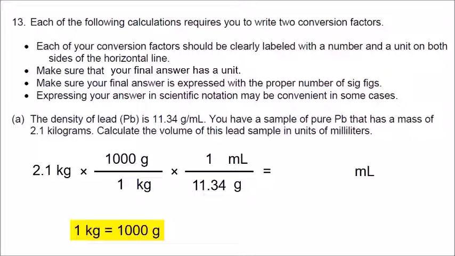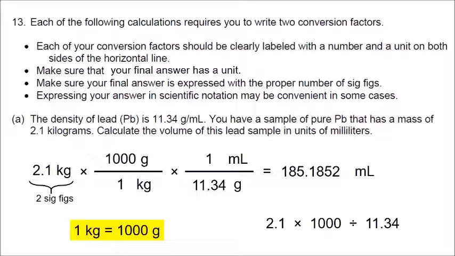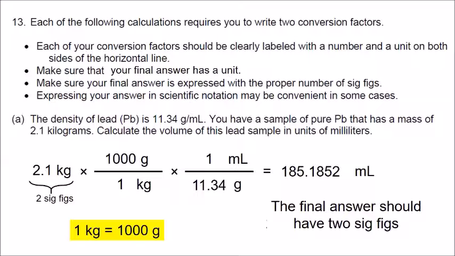Okay, we're almost done. We have to do the math. So what is the math? That's going to be starting with 2.1 times 1,000 and then divided by 11.34. And if we do this math on our calculator, we get 185.1852, and the number just keeps going, but we have to consider the number of significant figures in the first measurement, which was 2.1 kilograms. Now, since that number has 2 sig figs, then our answer should have 2 sig figs.